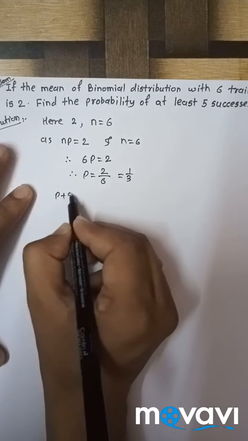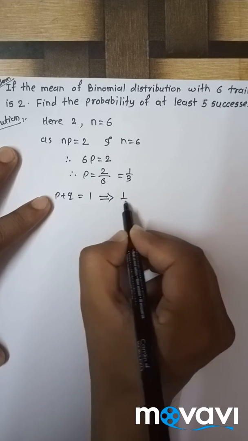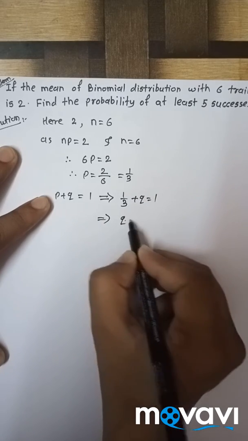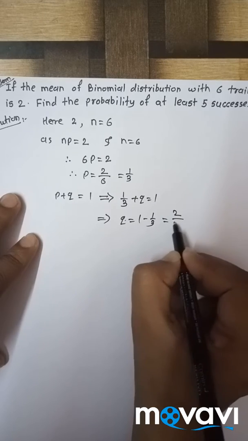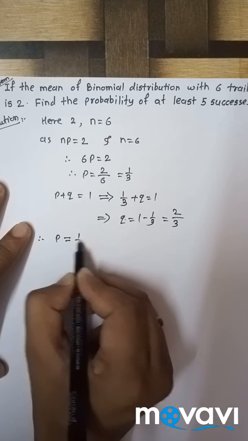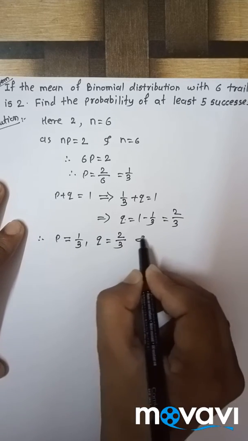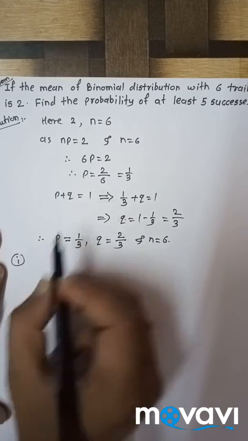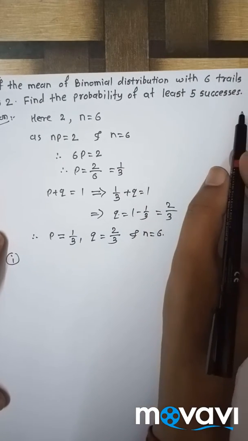Then p plus q is 1 and p is 1 upon 3. Therefore, the value of q is 1 minus 1 upon 3, and 1 minus 1 upon 3 is 2 upon 3. Hence, p is 1 upon 3, q is 2 upon 3, and n is 6. Then here we have to find the probability of at least 5 successes.